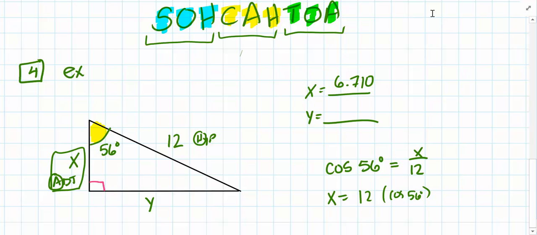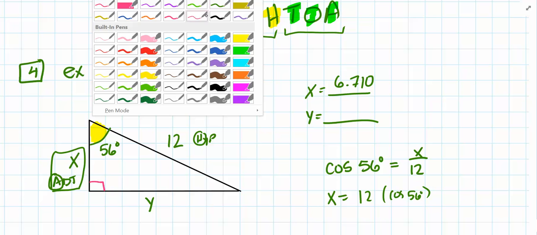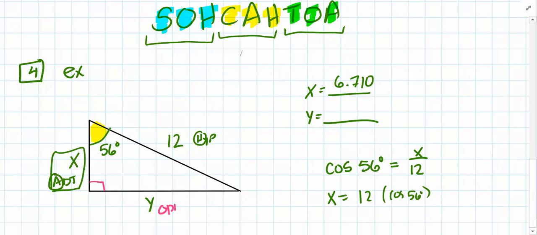Are we done? No, we have to find y. Very good. So now, y is the opposite to the acute angle 56. So which one are we going to use? It deals with opposite over hypotenuse, because the hypotenuse is the one that was given to us. Which one is opposite over hypotenuse? It must be sine. So therefore, the sine of 56 degrees must be y divided by 12. We multiply both sides by 12, and y must be 12 times the sine of 56 degrees.